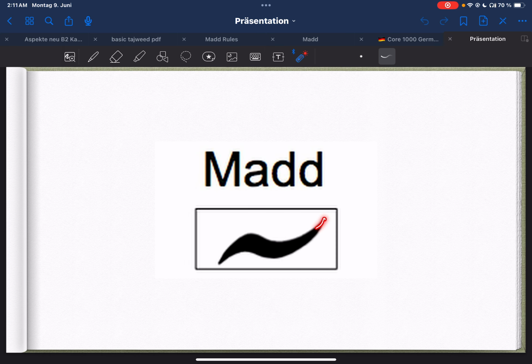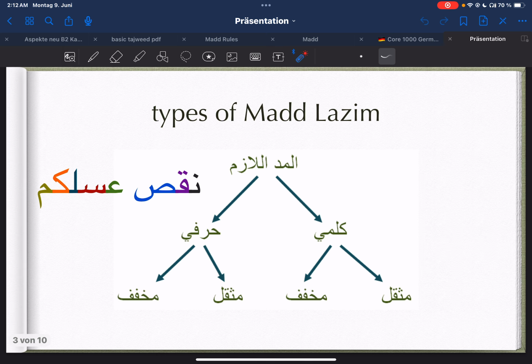The symbol of MADD looks like this. When you see it in the Quran, and we will see it in the coming slides, it looks like that. You will know this is MADD. We have two main types of MADD: MADD Lazim Kalimi and MADD Lazim Harfi. I need you to memorize these two words, نقص عسلكم, and tie them with MADD Lazim Harfi. We will learn the rule of these two words in the next slides, but just memorize it now.